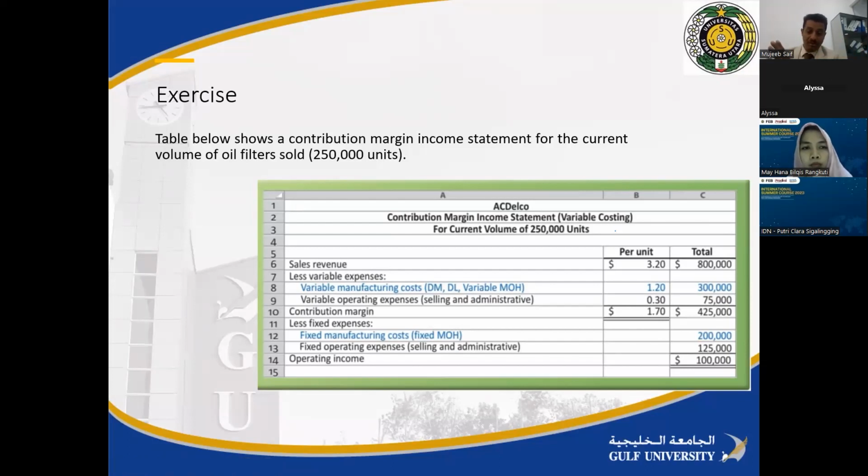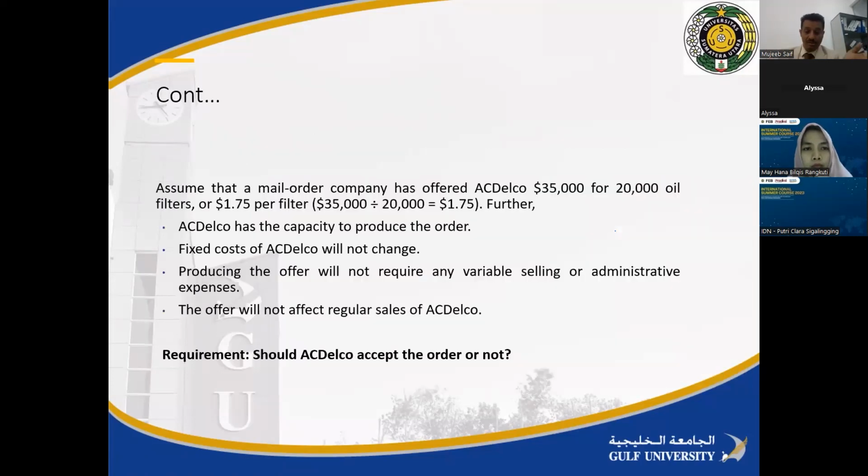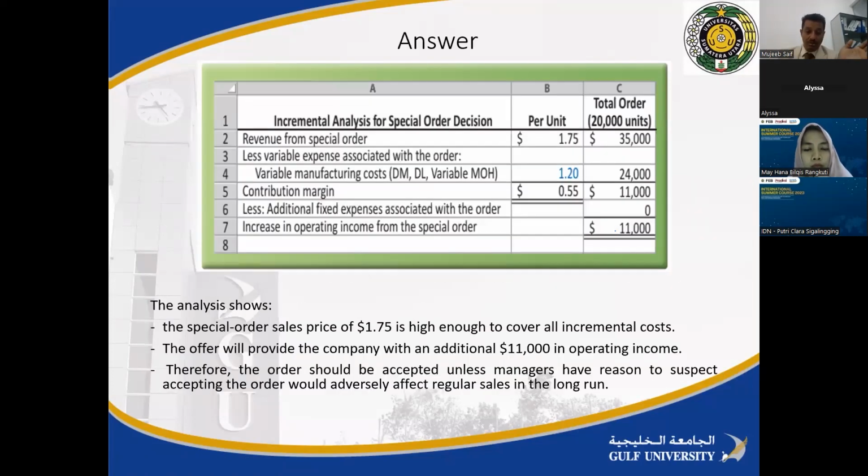This is the previous managerial accountant. But the other managerial accountant said, no, I have experience, I can provide you a report. He provided this report to the managers with evidence, a correct, complete report. So now the managers believe this one because you provide evidence to us. Yes, it's correct. All right. If we accept this order, yes, our operating income will increase by 11,000. Why is it increased by 11,000?